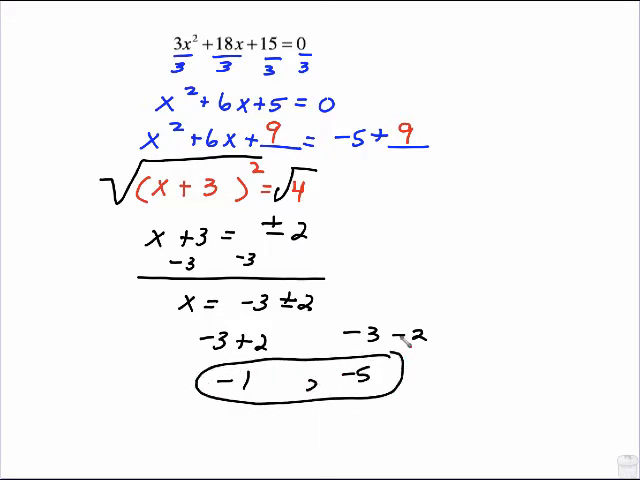And I haven't mentioned it for this video, but you can always go back and check. Put negative 1 in for that x and that x. Do the arithmetic and see if it comes out to be 0. Come back and put negative 5 in for those x's, and it better equal 0. You can use your calculator or you can do it by hand.